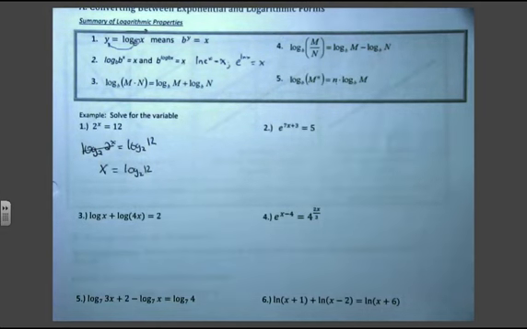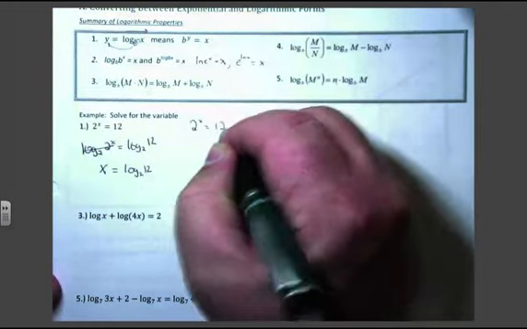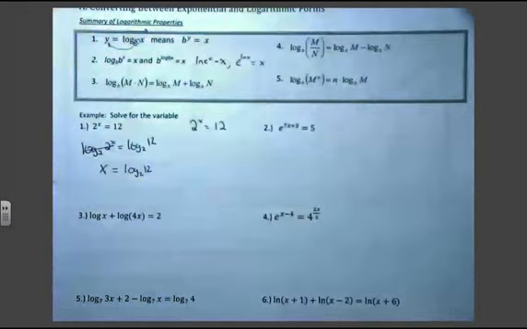But if the answer set didn't have this as one of the answer choices, maybe they did this. 2 to the x equals 12. I could do this another way. They want me to calculate this guy in terms of a decimal.